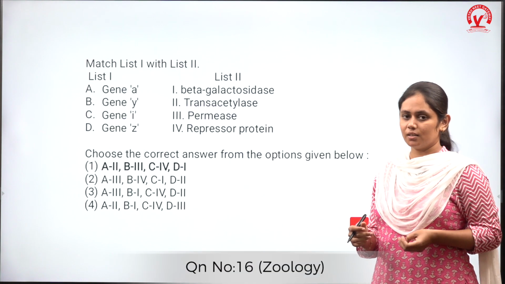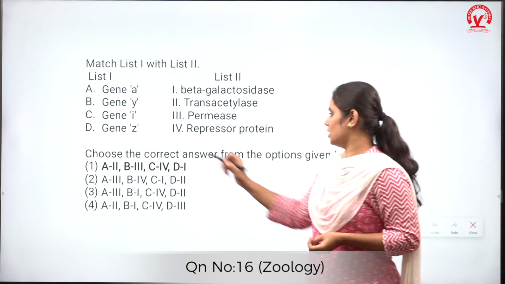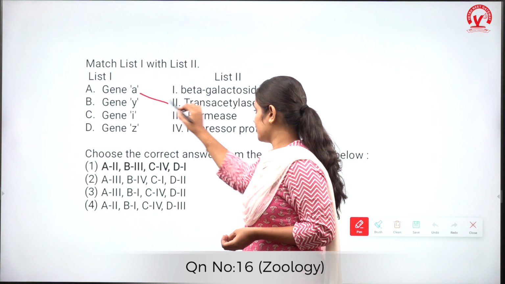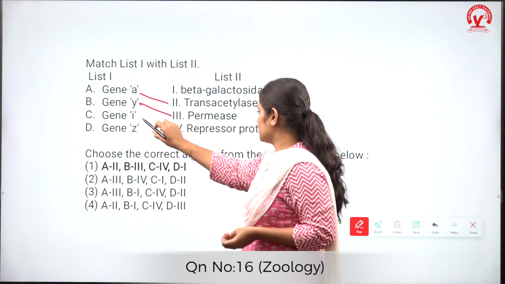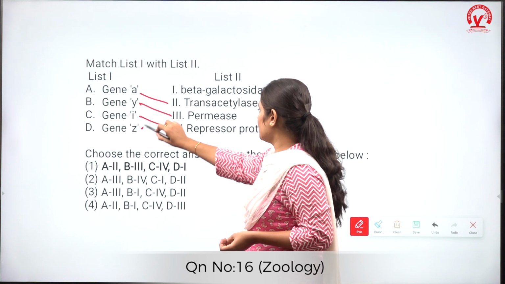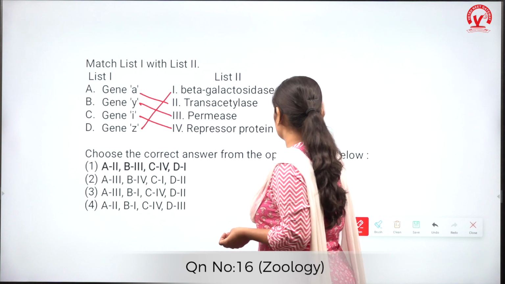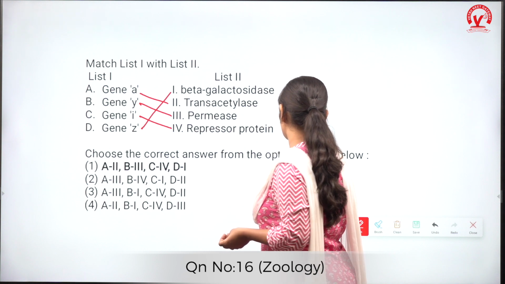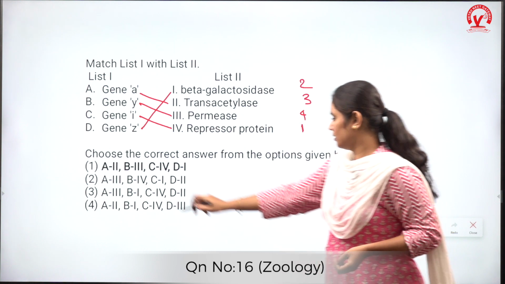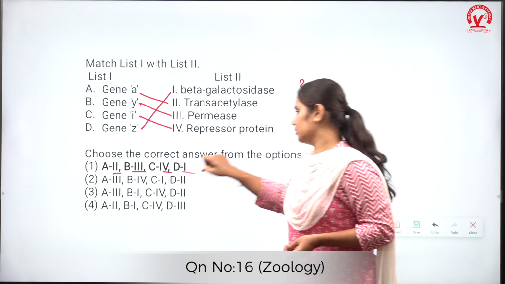We have to match the gene with the corresponding enzymes. So gene A, it is transacetylase, gene Y, permease, I for repressor protein and Z for beta galactosidase. So it is 2, 3, 4 and 1. So the answer will be option 1, 2, 3, 4, 1.